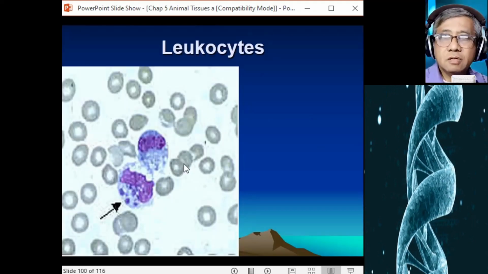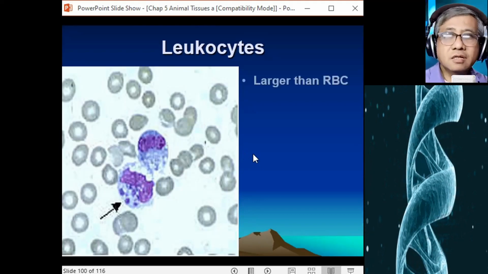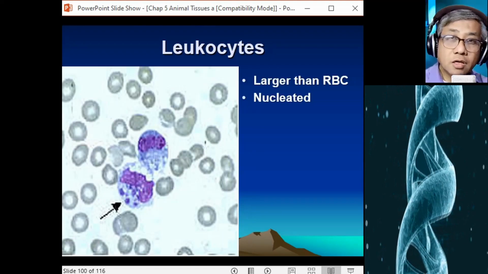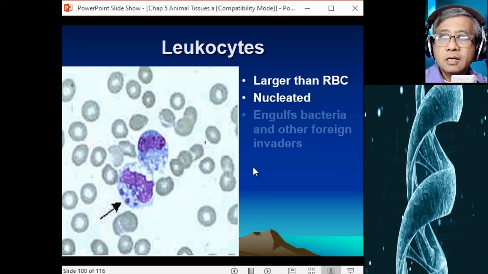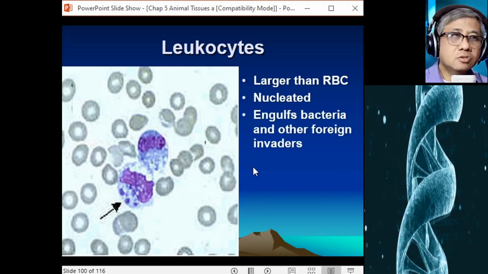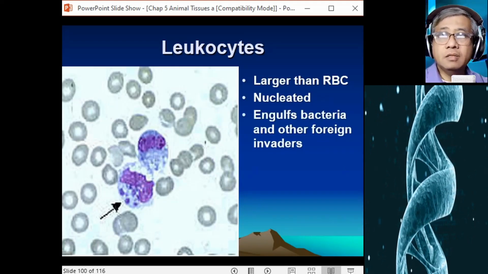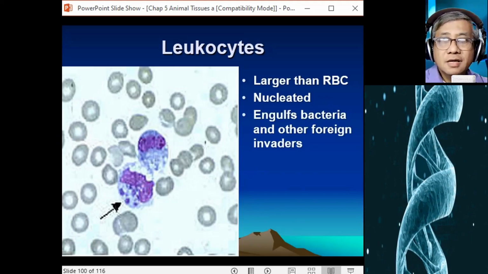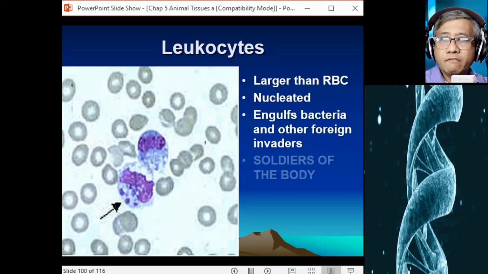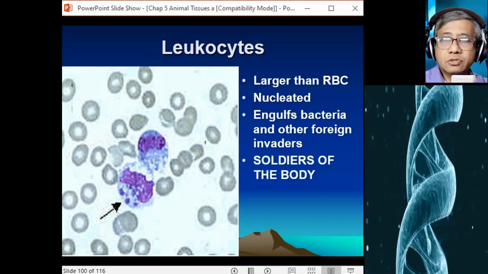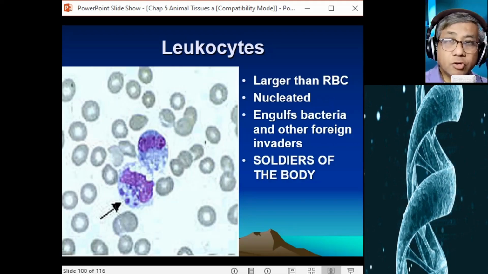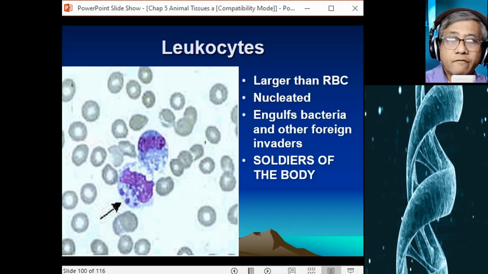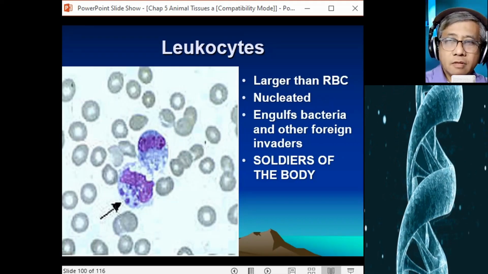Alright, let's proceed now to the leukocytes. Okay, so leukocytes, they are larger than the red blood cells or erythrocytes. They are nucleated, so meron silang nucleus. And their main function is to protect our body from foreign invaders. In fact, they engulf or they phagocytize bacteria and other foreign invaders. So they are considered the soldiers of our body. They play an important role in our immune system, by engulfing bacteria and other foreign invaders.